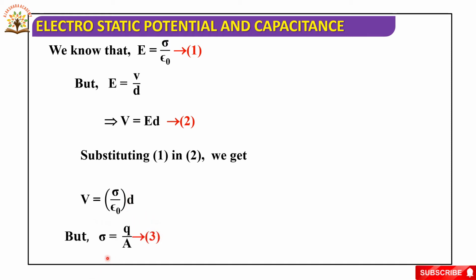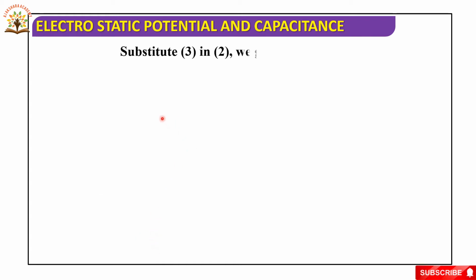But sigma is equal to Q by A, the surface charge density. Consider this as equation number 3. Now substituting equation 3 in equation 2, we get V is equal to Q by epsilon naught A into D. Consider this as equation number 4.